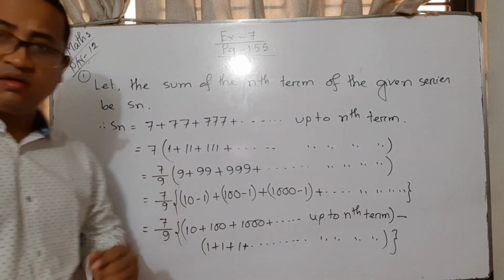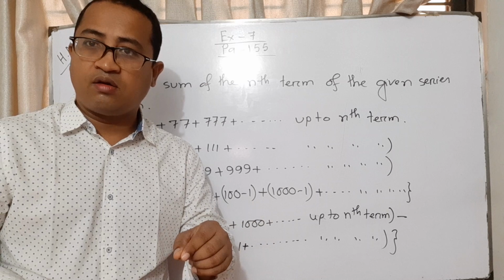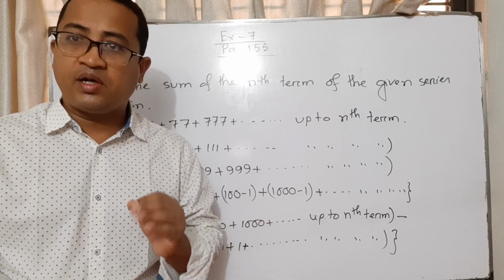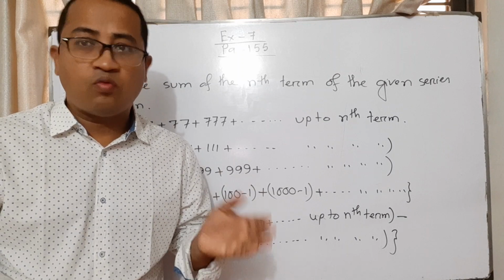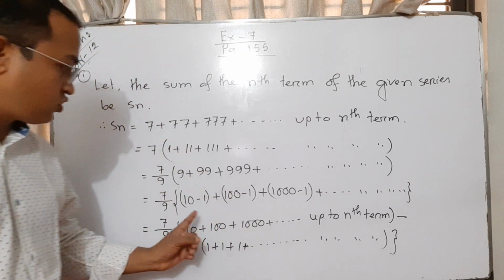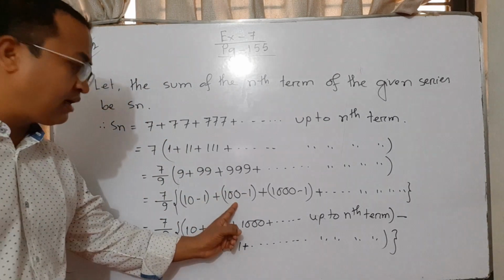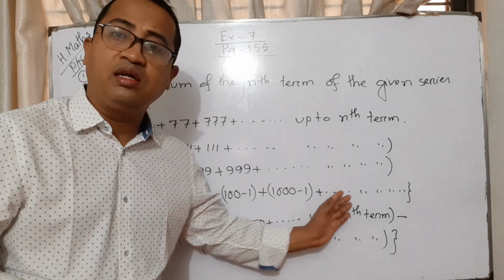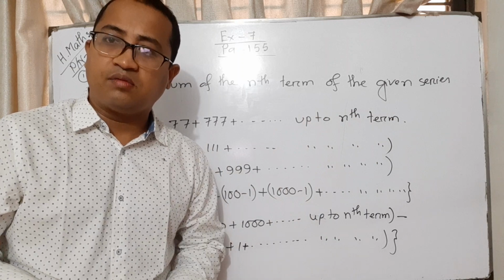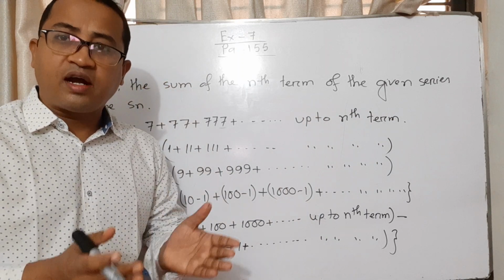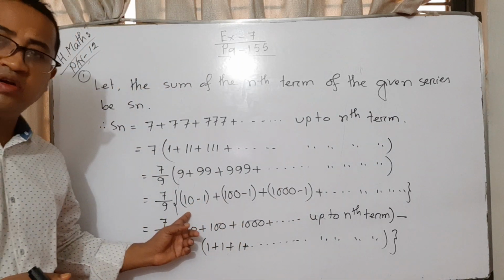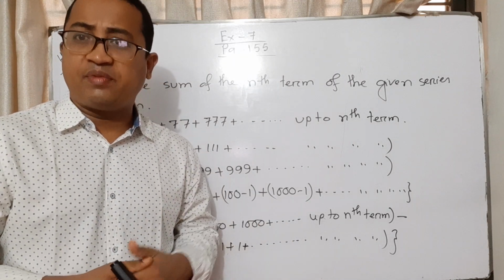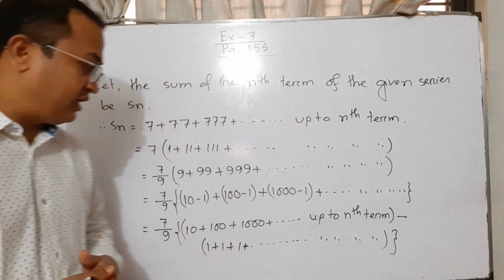Now this 9 you can write as 10 minus 1, 99 as 100 minus 1, 999 as 1000 minus 1, like this, going up to the n term. Now there are two types of numbers over there: one is additive and another is negative. I mean addition and subtraction.